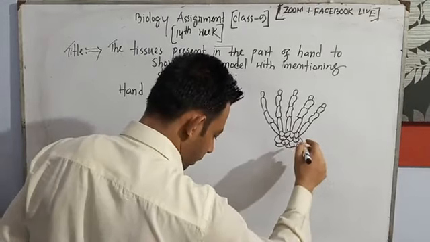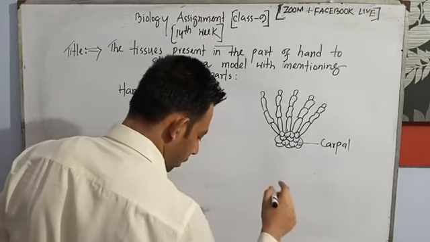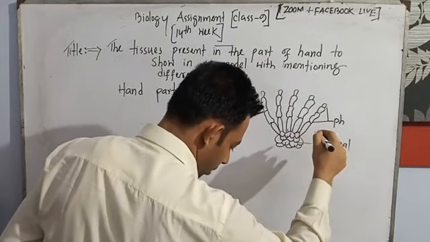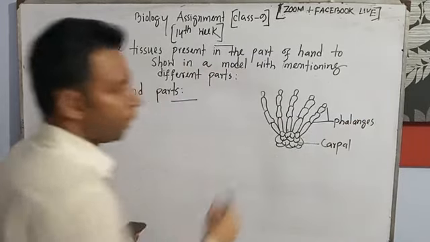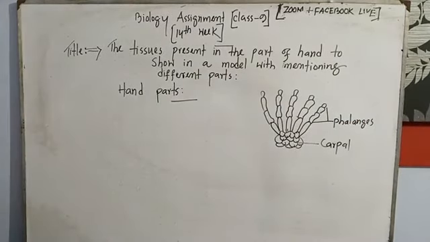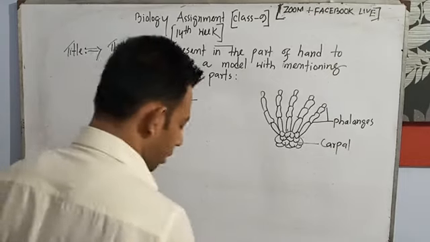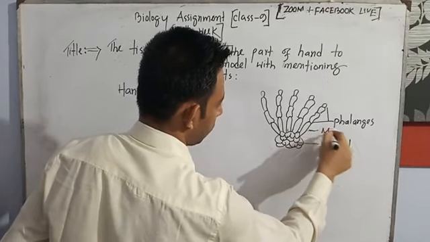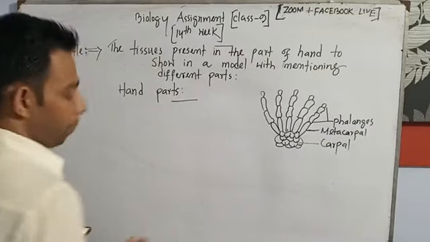Carpals, this one we say the carpal, and from this part to this part is the phalanges. If it is better to draw by yourself, please draw it by yourself, and that is the better way. I just give you the guideline on which way to draw the figure and how to do it in the assignment. And this one is the metacarpal. This one is known as metacarpal.